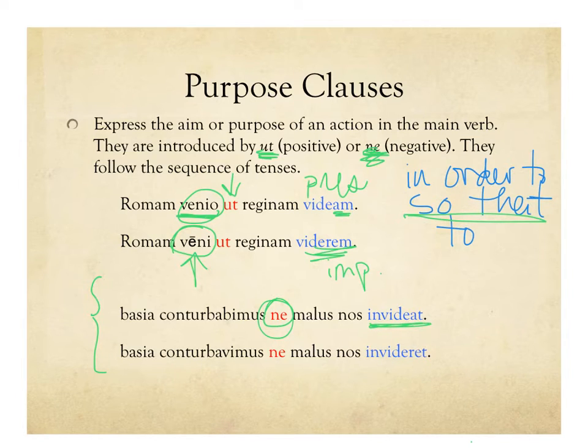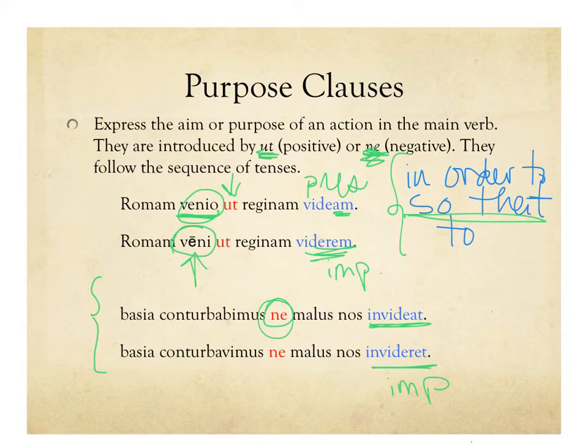And we can put it into the past tense. Basia conturbavimus ne malus nos invideret. Imperfect subjunctive. Right? We mixed up our kisses in order that a bad man couldn't envy us. We mixed up our kisses so that a bad man might not envy us. But you can see here, I think, that these are all possible translations for our purpose clauses.